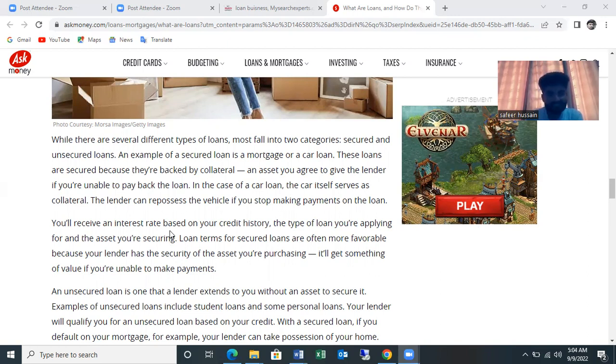You will receive an interest rate based on your credit history, the type of loan you are applying for and the asset you are securing. Loan terms for secured loans are often more favorable because your lender has the security of the asset you are purchasing. It will be getting something of value if you are unable to make payments.